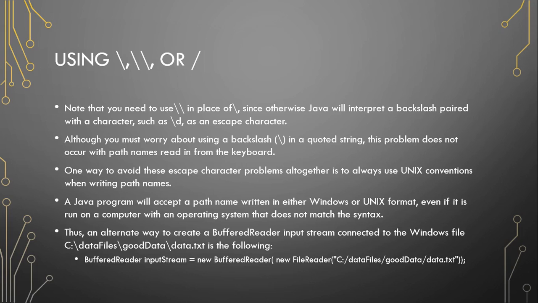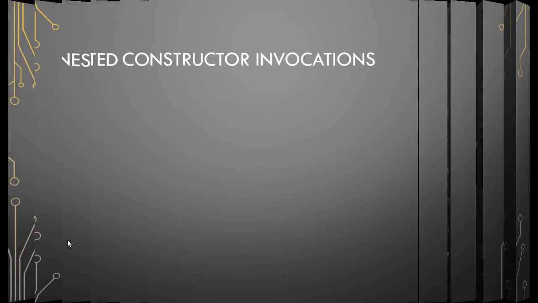Thus, an alternative way to create a BufferedReader input stream connected to a Windows file, C:\datafile\gooddata\data.txt, is the following. BufferedReader inputStream = new BufferedReader(new FileReader("C:/datafile/gooddata/data.txt")). And you notice these are all forward slashes, whereas these before were backslashes.